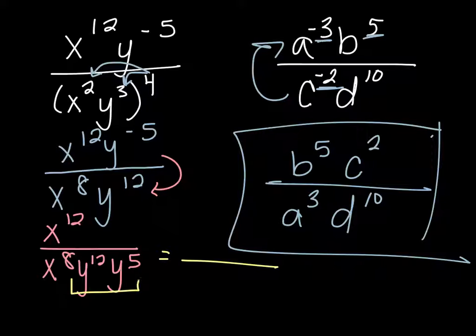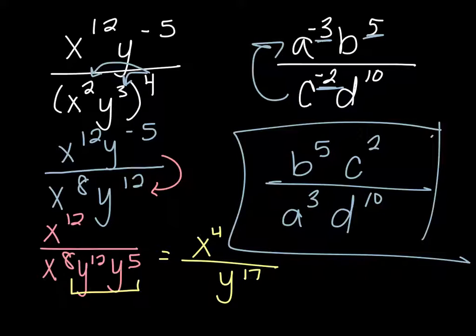these are alike, so I'm going to add them. So I have y to the 17th. Now I have x's top and bottom. Do I have more x's on the top or more x's on the bottom? Well, I have more x's on the top, so I'm going to leave them there. How many more do I have? Well, I have 4 more.